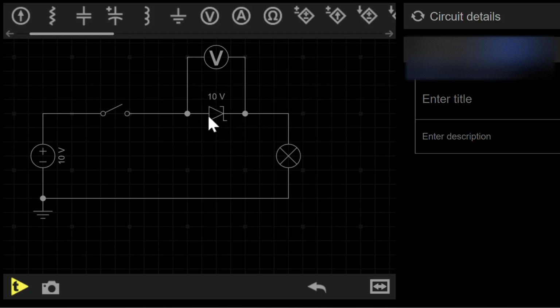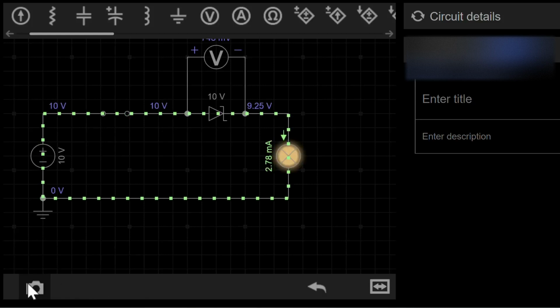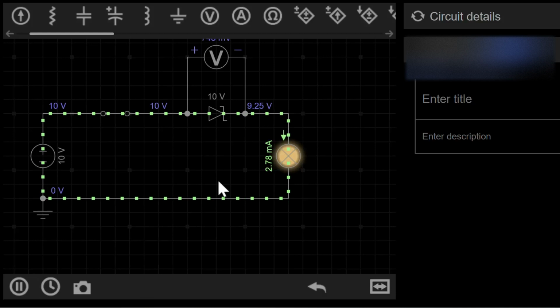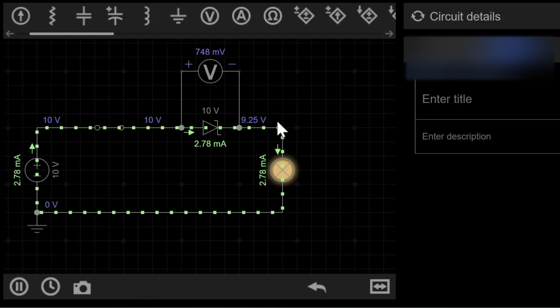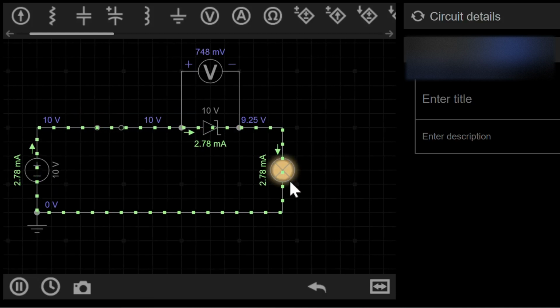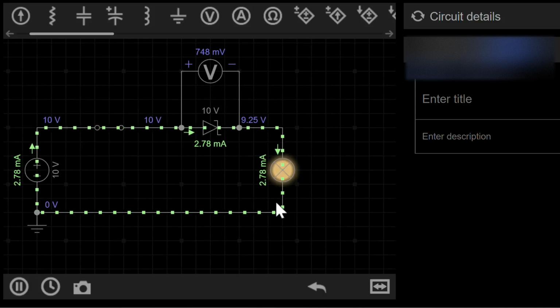Now, the Zener diode is connected in a forward bias manner. So, when we close the circuit, the current will flow through, just like a normal standard diode. Okay, let's demo. Okay, so you can see the current flow through the circuit, and this is a lamp. It lights up when the current flows through the lamp.